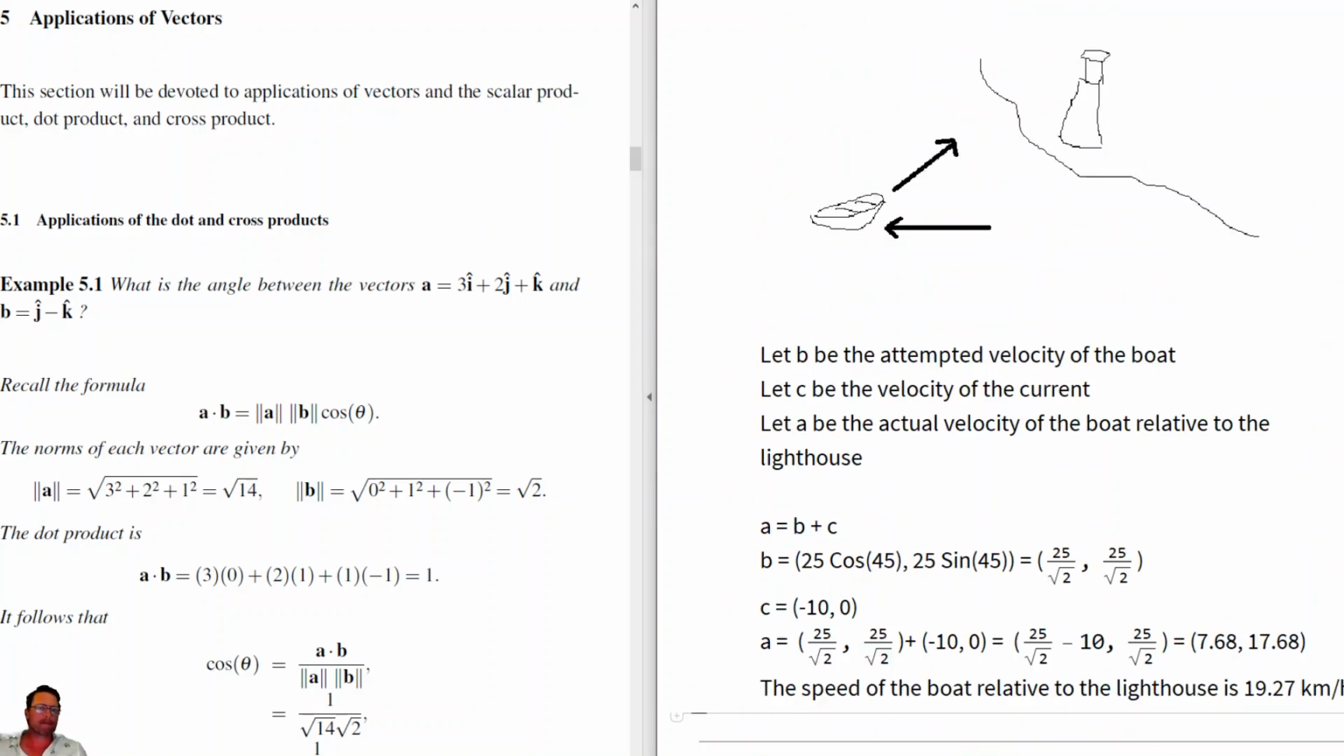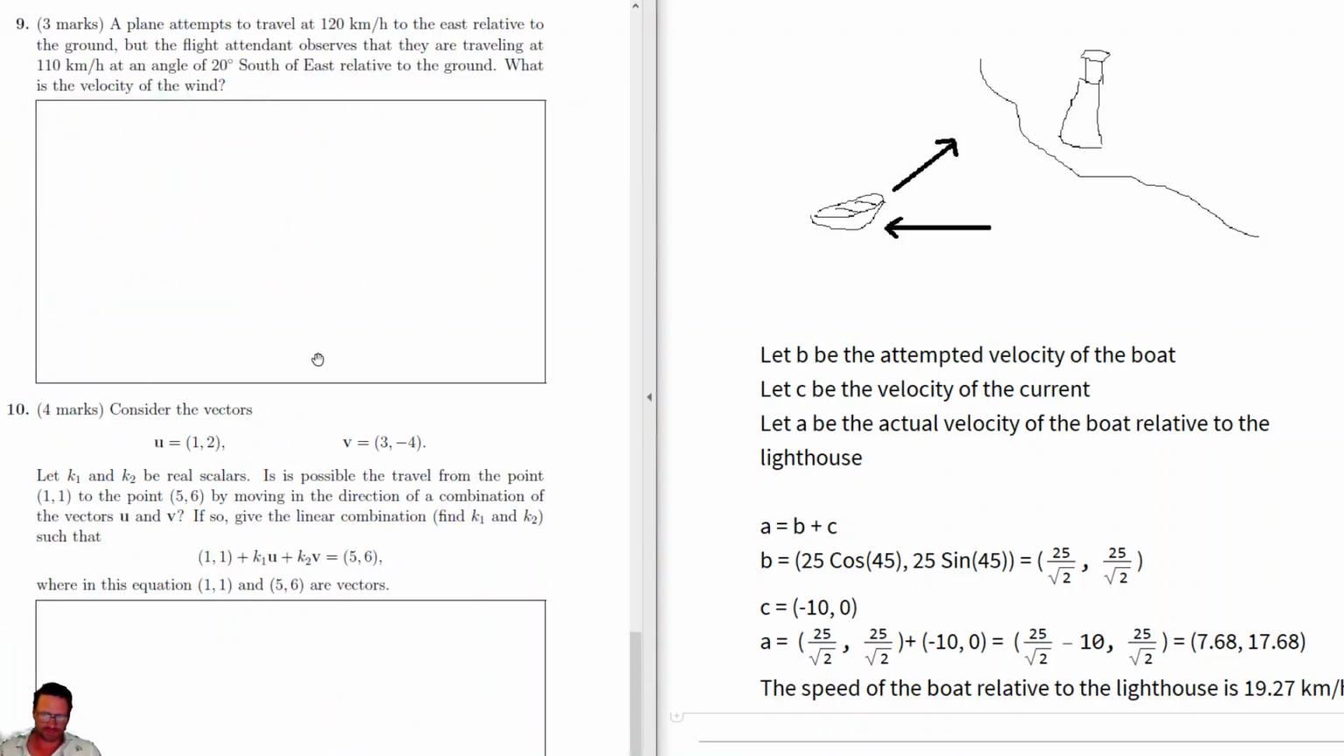Oh, I should note. In this problem here, you're essentially given the attempted velocity of the plane, and you're given the actual velocity of the plane relative to the ground. So it's not quite the same as this, is it? Because here we had to calculate the actual velocity relative to the ground, whereas you're given the actual velocity relative to the ground. So you have to solve an equation.